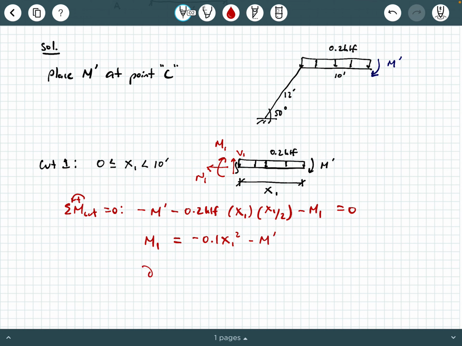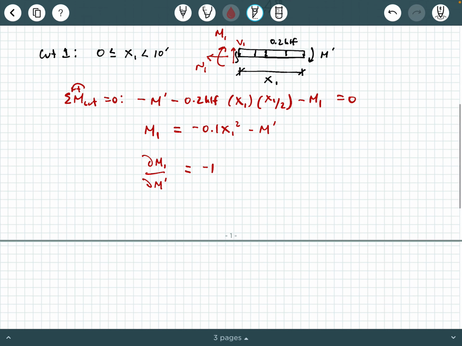And for Castigliano's method, we're going to need some partial derivatives. So I'm going to say dM1/dM' is going to be equal to just -1. Remember, when you take a partial derivative, this whole term with the x is treated as a constant, so it zeroes out, and you're just left with this leading coefficient in front of M'. And that's where we get the -1 from, okay?